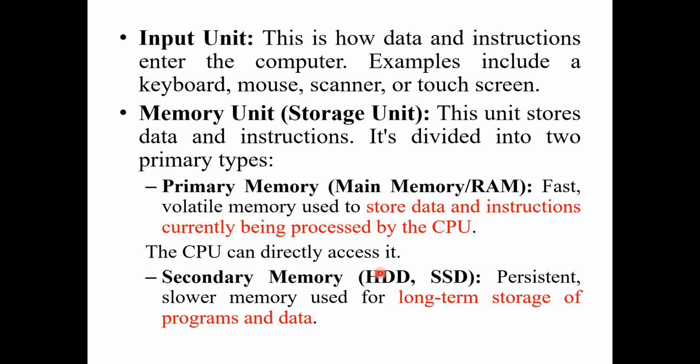And the secondary memory, HDD or SSD are some examples, is the long-term storage of programs and data. So compared to primary memory, which stores data and instructions currently being processed by the CPU, in secondary memory we use long-term storage of programs and data. Any time we get data, it is from secondary memory.